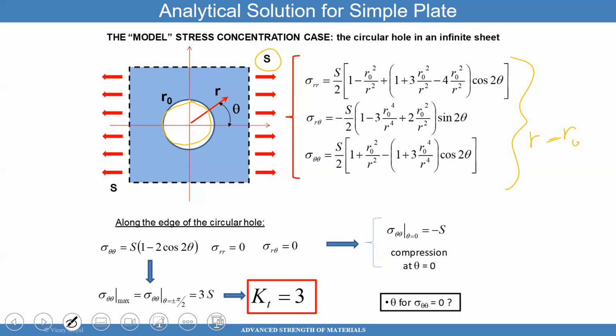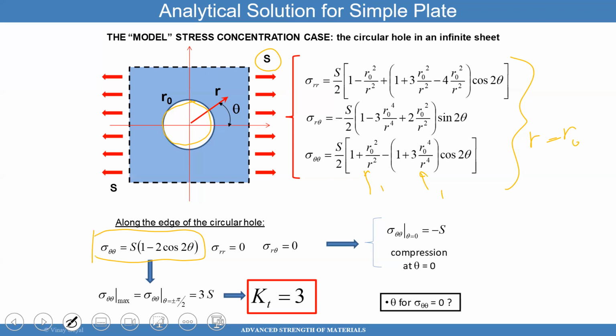You expect failure right at the hole. R equals R naught gives me a value of 1 there. And when you actually do that, these two cancel out. What you find is that sigma theta theta is the stress state S times 1 minus 2 cosine 2 theta around the hole. And then you also notice that the radial stress and sigma R theta are 0 at the hole. We know that because there's no pressure applied inside the hole.